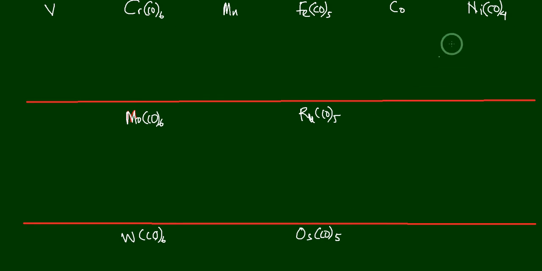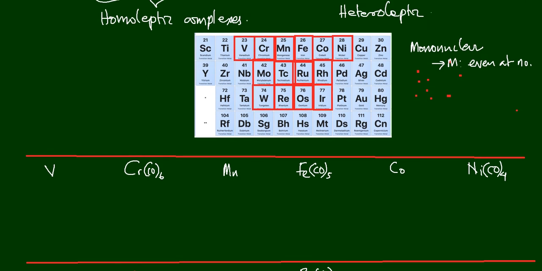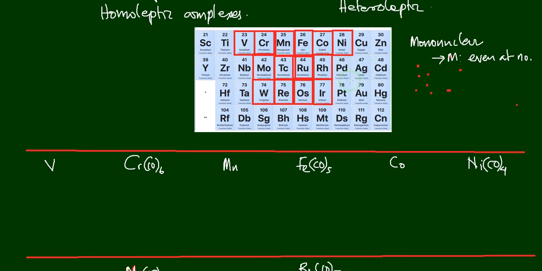In the case of nickel, there are elements below nickel, but they are not giving carbonyl complexes. We already said that, right? They are not giving carbonyl complexes below nickel. So these are the mononuclear carbonyl complexes that you can see.